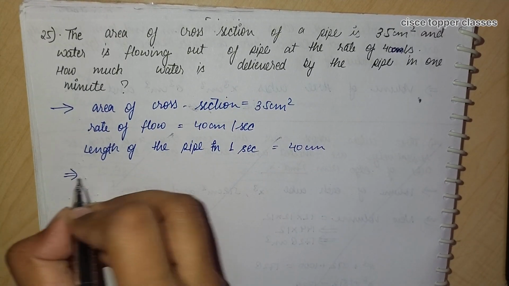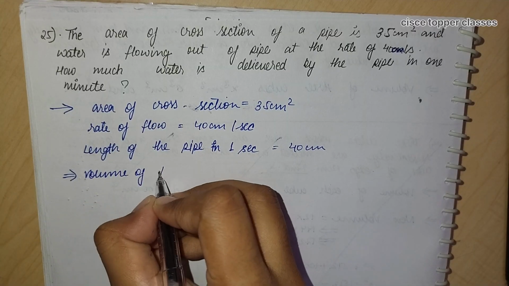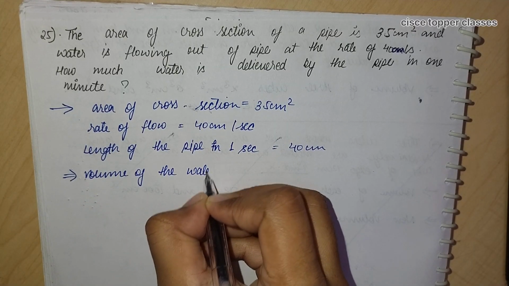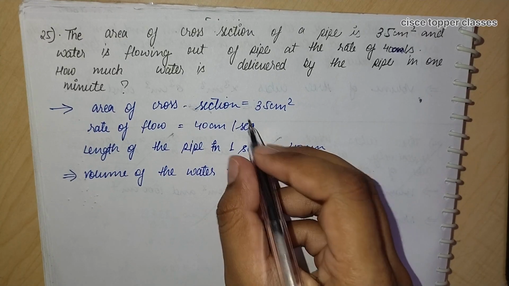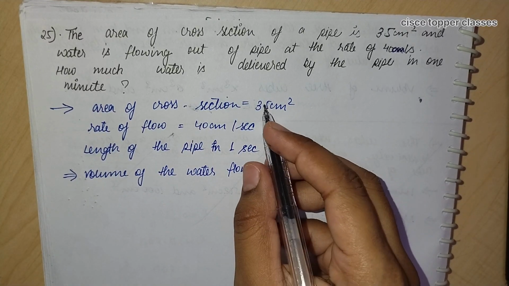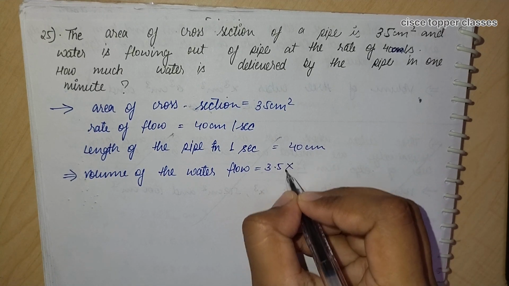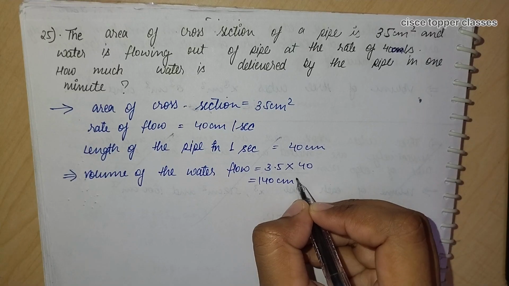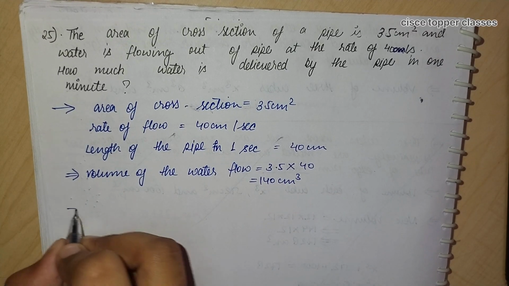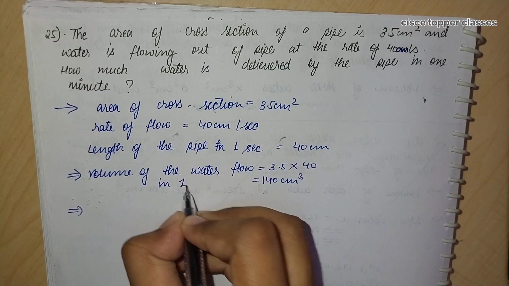So here we can write volume of the water flowing. We can calculate by multiplying area of cross section with the length here. So this will be 3.5 into 40. So 140 centimeter cubic is the volume of water which is flowing. This is the volume of water flowing in 1 second here.